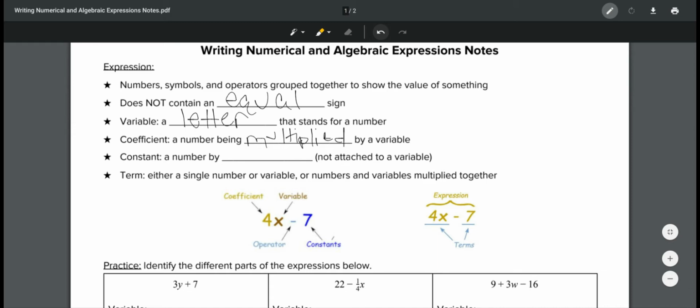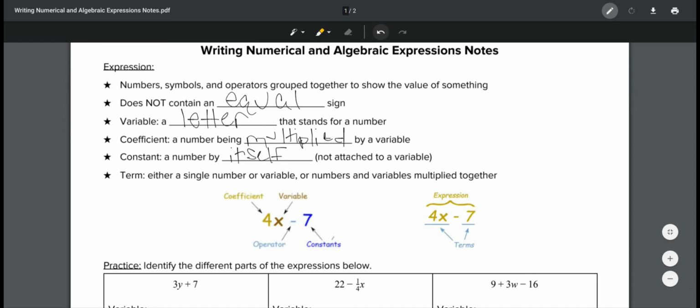A constant is a number all by itself. So it's not attached to a variable, it's separate. Usually it's going to be separated by an add or subtract sign. And a term, this is either a single number or a variable, or numbers and variables multiplied together. So terms are separated by your plus and minus signs.